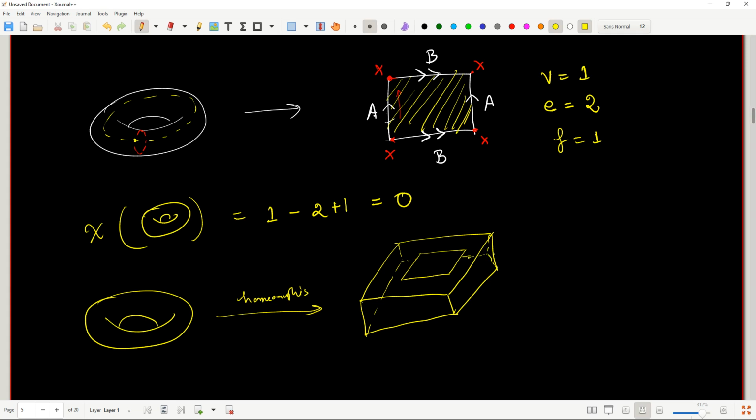Okay, and you can now even count the number of vertices and faces from here as well, and you will eventually get 0. Even though the number of vertices, edges, and faces might change, the overall Euler characteristic won't change.